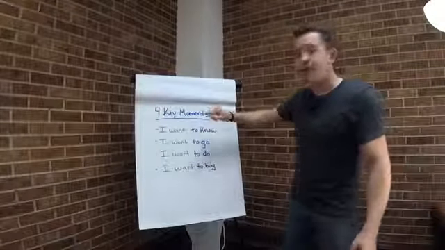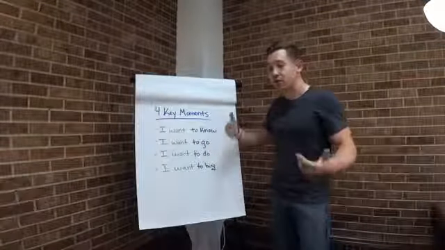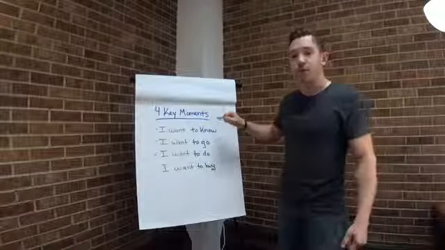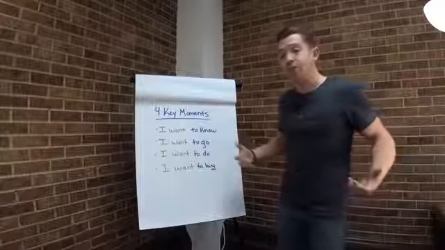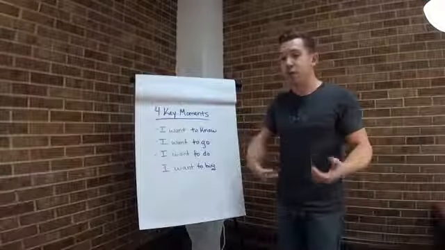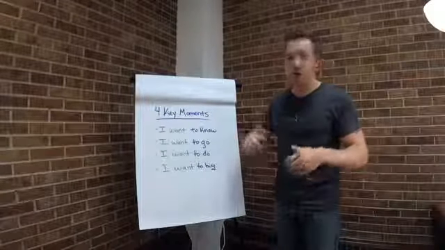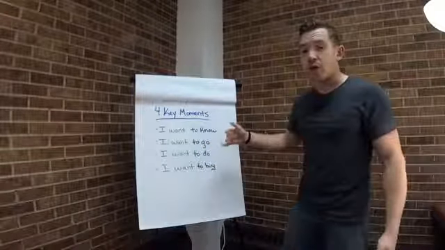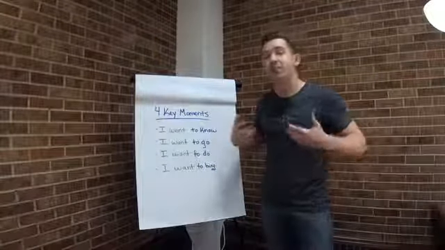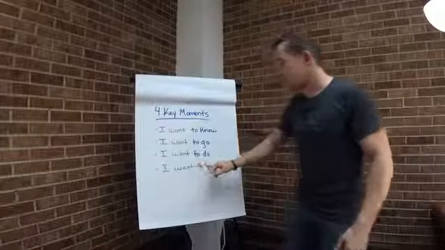The first key moment is, I want to know something. I want to know an answer to my question. The second one is, I want to go somewhere. So I'm going to go on my phone or my computer and look up trip charges, look up airfare, look up destination vacations. The third one is, I want to go do something. I want to go have an experience somewhere. And the fourth one is, I want to buy.